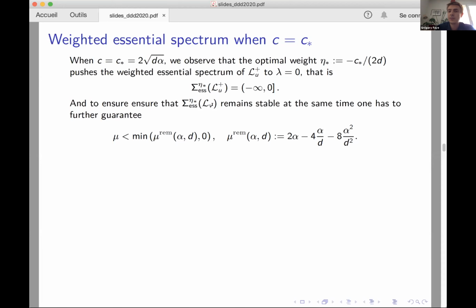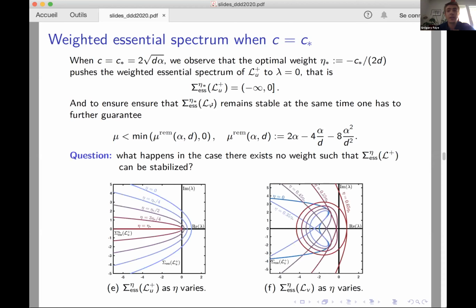And so you need to develop or do something else to study the stability of the traveling fronts. So this is really the question, and here are just two cartoons on how essential spectra move around with these weights. On the left-hand side, this is for the KPP equation. On the right-hand side, this is for the Swift-Hohenberg, and I precisely picked parameters for which stabilizing works for the KPP equation.